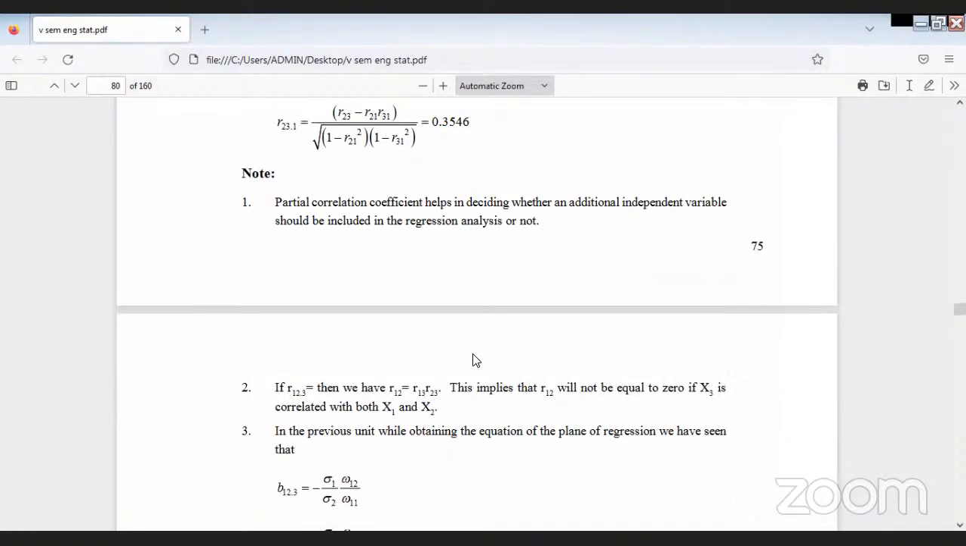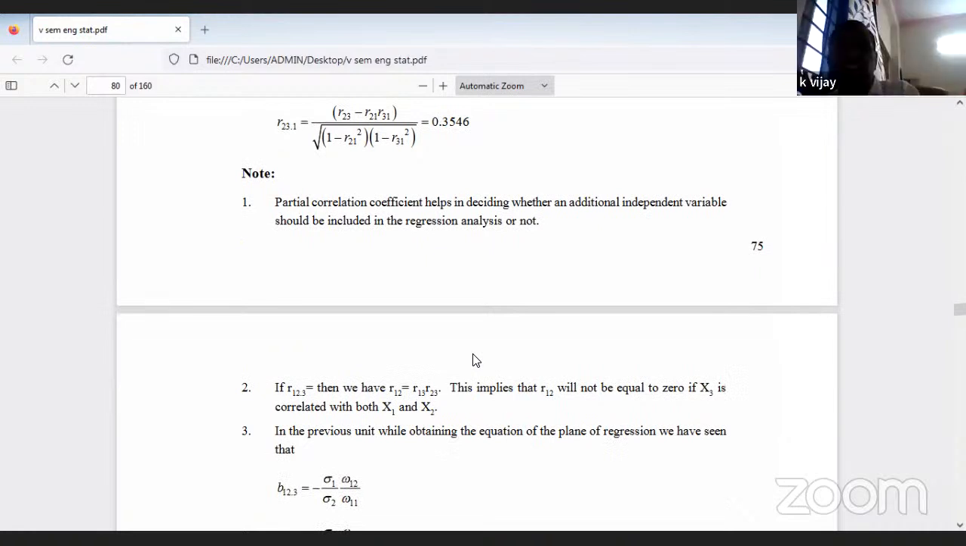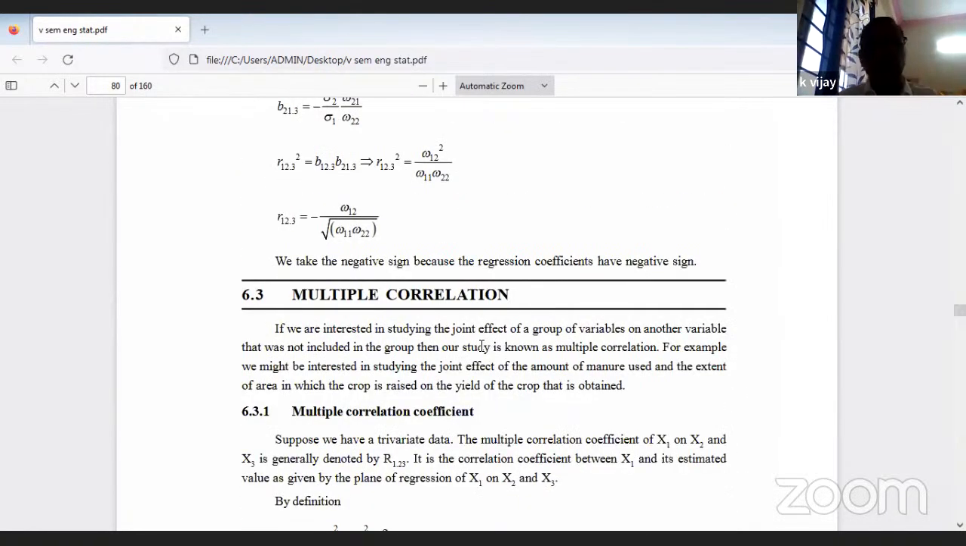Yes, sir. So the partial correlation coefficient helps in deciding whether an additional independent variable should be included in the regression analysis or not. Already told, in 12.3 we have taken R12 and R13, R23. This is the basic fundamental for that.